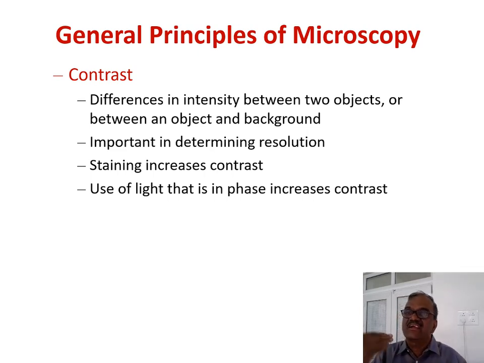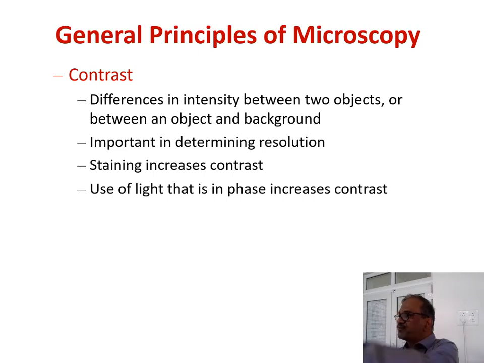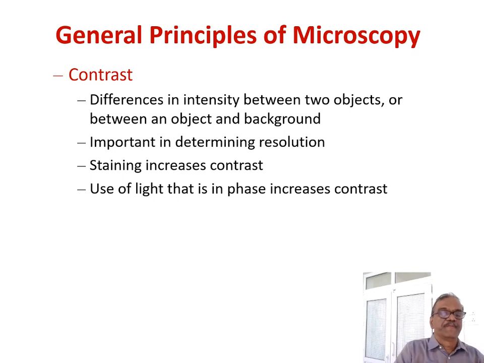Okay, how to create the contrast? Through differences in intensity between two objects, or between the object and the background. If the background is dark and your specimen is passing light, you can easily observe it with dark field microscopy. Or if one part is thin and another is thick, you can easily differentiate the thinner specimen from the thicker specimen. That is possible with the help of the phase contrast microscope. So based on this, the resolution is determined.